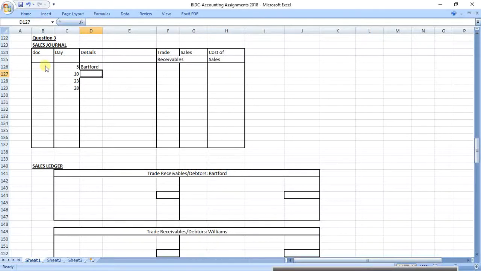Sales invoice sent for goods. Yeah, they're all purchases by the customers. So purchase by the customers is a sale for our business. And you've got Williams. Okay, B and W. Yep.